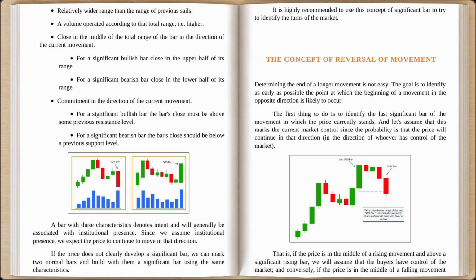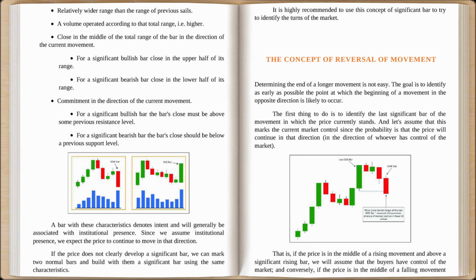A bar with these characteristics denotes intent and will generally be associated with institutional presence. Since we assume institutional presence, we expect the price to continue to move in that direction. If the price does not clearly develop a significant bar, we can mark two normal bars and build with them a significant bar using the same characteristics. It is highly recommended to use this concept of significant bar to try to identify the turns of the market.